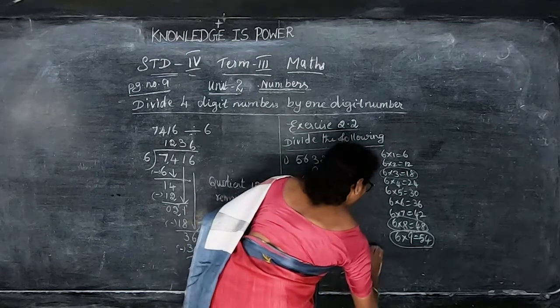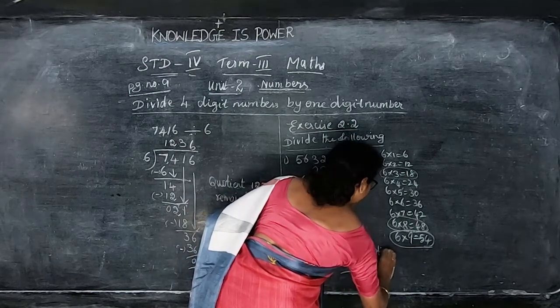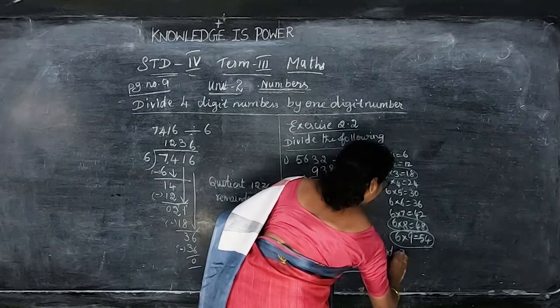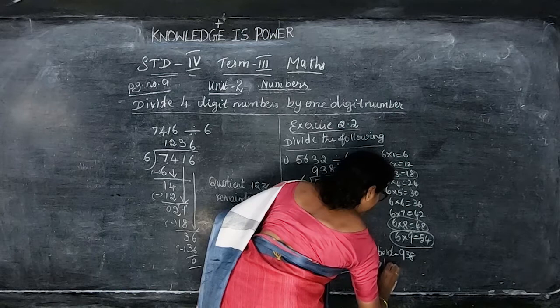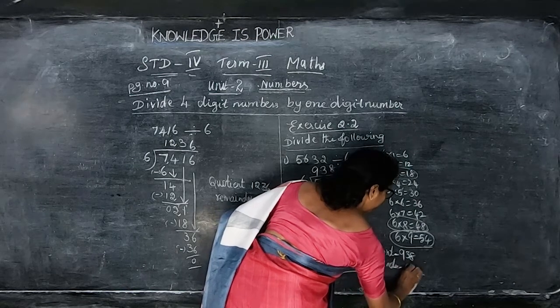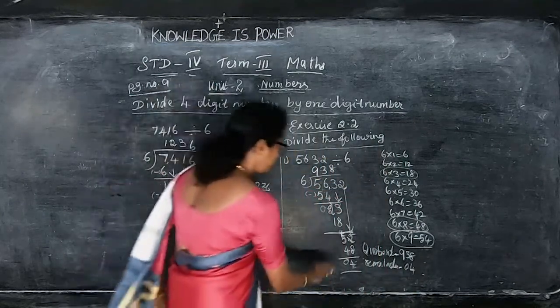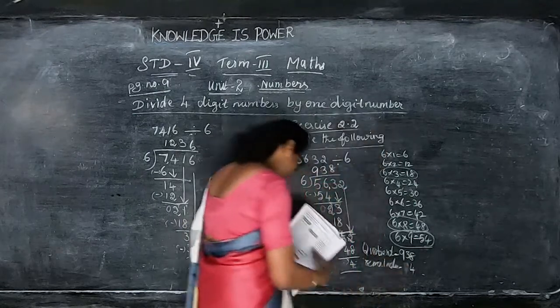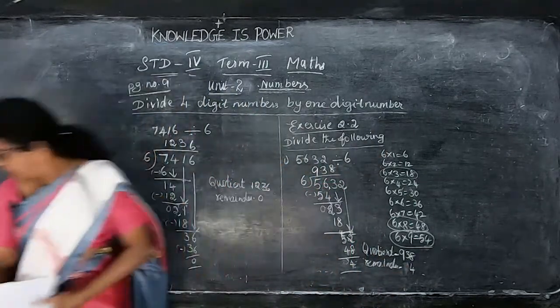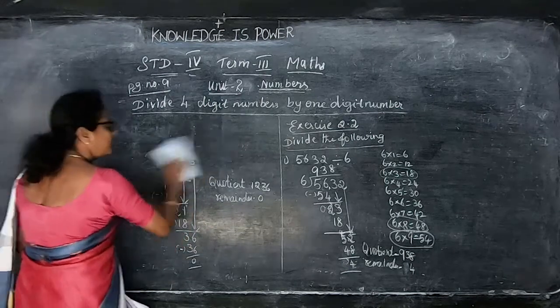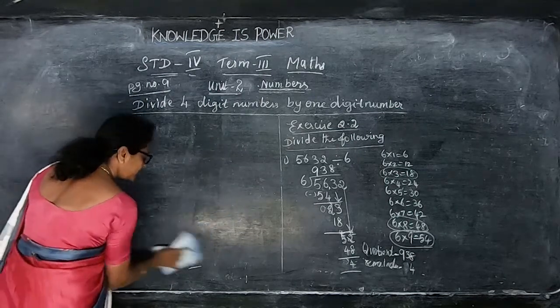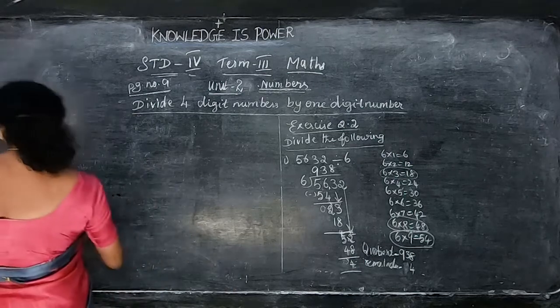So the quotient you can write. Quotient is 938 and the remainder is 4. Put 0 for the 0, and the remainder is 404, you can put 04. Okay, the remainder is 4. Okay children, this is the way of doing the division. Now the next sum I will do and the remaining I will give as homework for you.